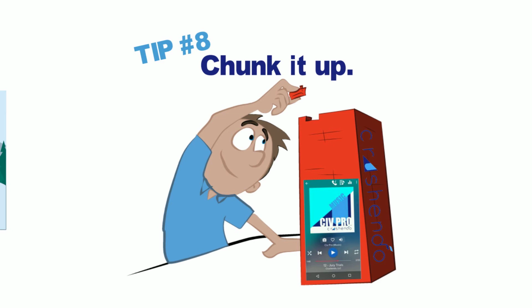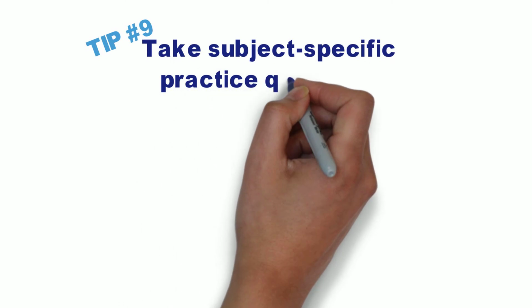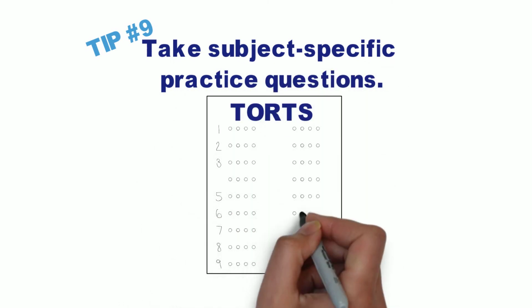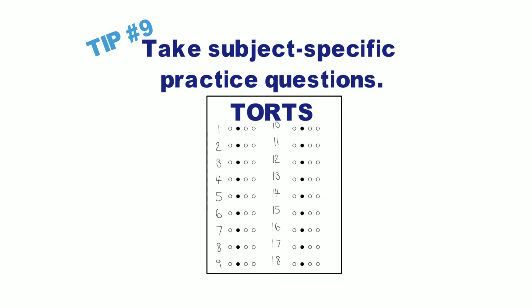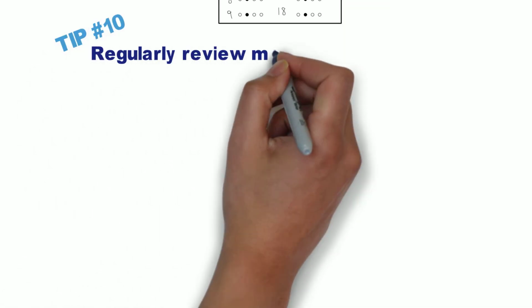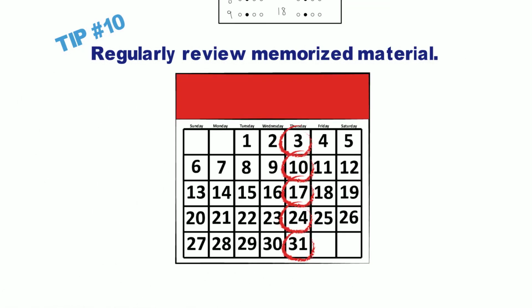Tip number 9, once you've memorized an outline for a subject, take some subject-specific practice questions. This will help you confirm competence before moving to another subject and further aid in chunking, putting information in the right buckets in your brain. Tip number 10, regularly review memorized material. Regularly means at least weekly.